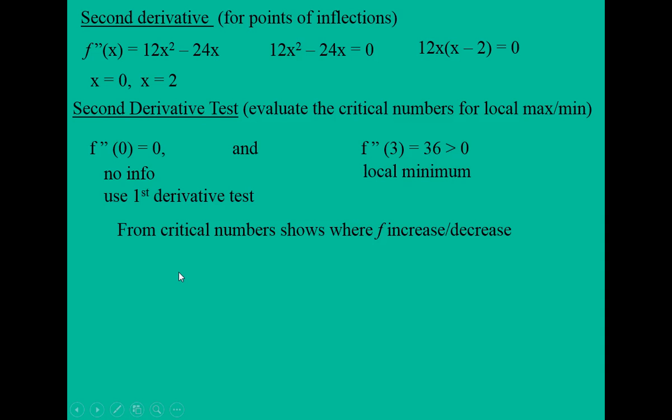Now, f double prime of 3 is 36, which is greater than 0. So think about the concavity. If the second derivative is greater than 0, it's concave upward. So we would have a local minimum.